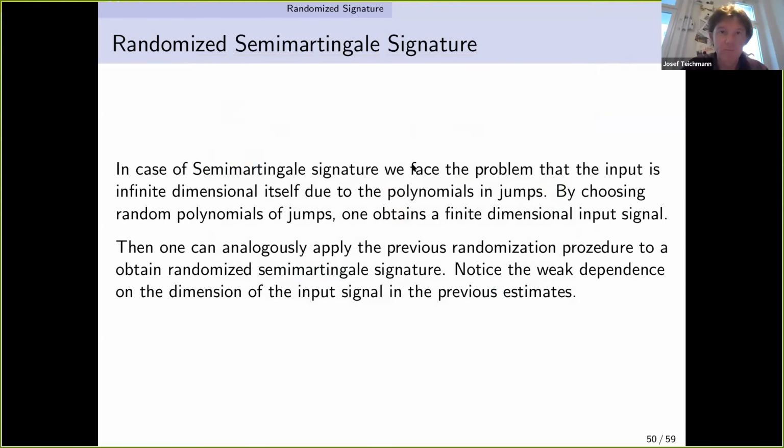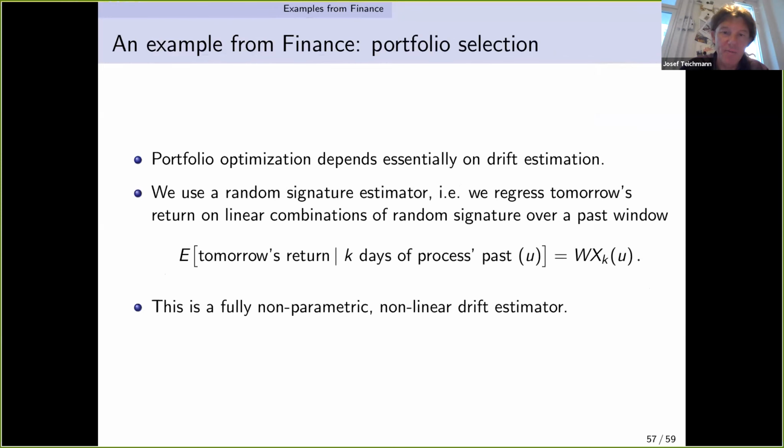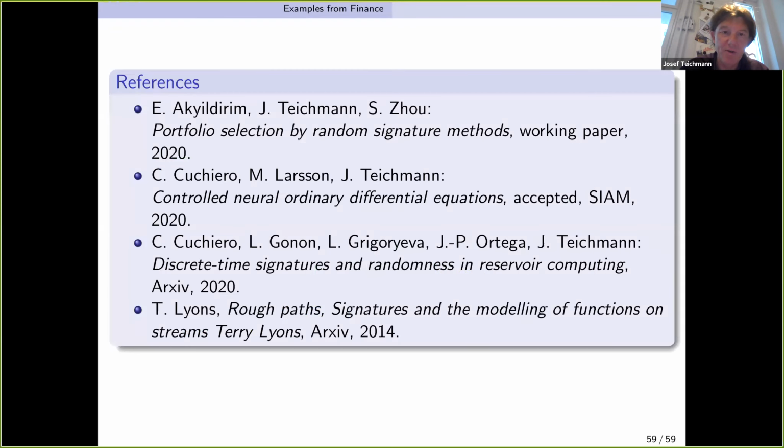Okay, now let me return to my talk. Where these two examples are seen, you can take a look at this last part yourself. I think I'm running out of time.